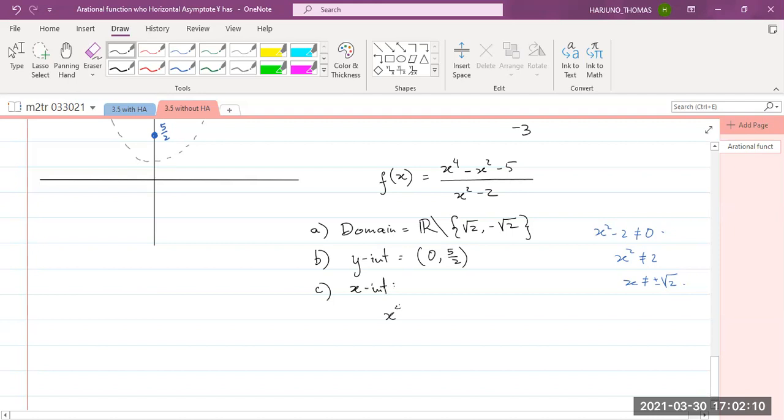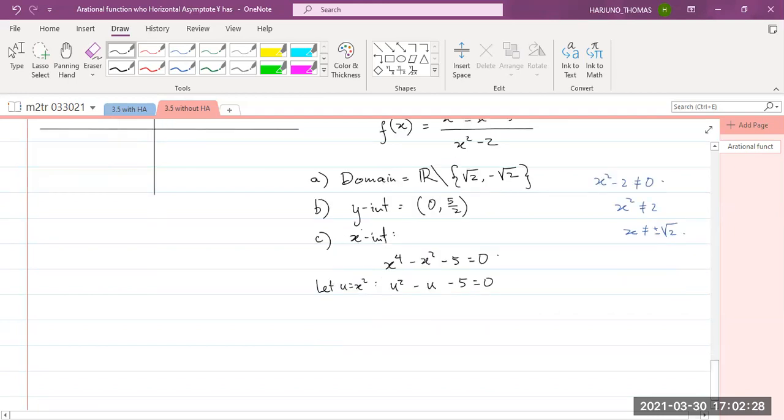We have x to the fourth minus x squared minus 5, set equal to 0. I use a quadratic-like equation: u squared minus u minus 5 equals 0. I don't think I can factor it, so I will use the quadratic formula. u 1,2 will be negative b plus or minus the square root of b squared minus 4ac, over 2 times 1.